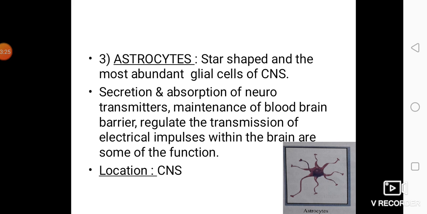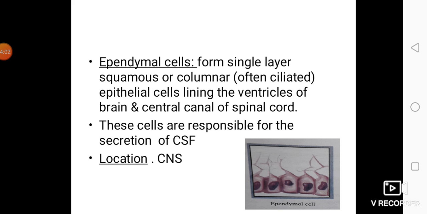The third type of glial cells are called astrocytes. It is obvious from the word astrocytes: they are star-shaped. Aster means star. They are the most abundant glial cells of the central nervous system. Secretion and absorption of neurotransmitters, maintenance of the blood-brain barrier (BBB), and regulation of the transmission of electrical impulses within the brain are some of the functions of astrocytes. Location: again in the central nervous system.